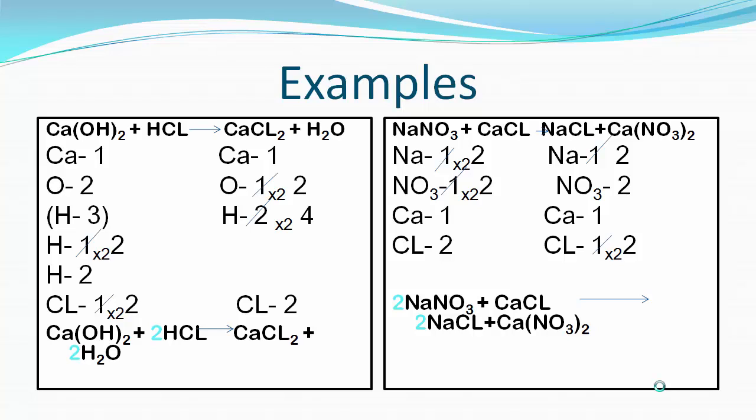I need 2 on the left side. So I put a 2 before NaNO3. So that gives me equal NO3s, but that also affected my Na. So now I have 2 Na's, and now I have to switch my right side Na's also to match the new current status. So I put a 2 before NaCl, thus making my Na again equal to the other Na, making it 2. But it also affected my Cl, which at the bottom 1 times 2 is 2, and that also equates it to the other Cl on the other side. So the total and complete equation is 2NaNO3 plus CaCl yields 2NaCl plus CaNO3 2.